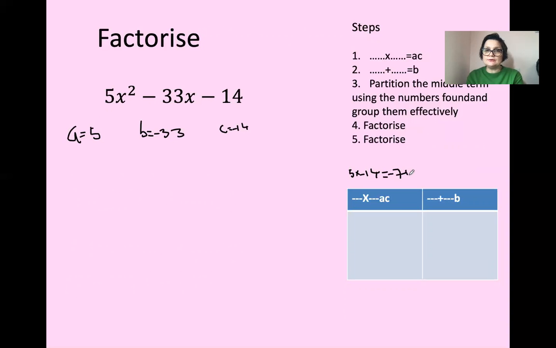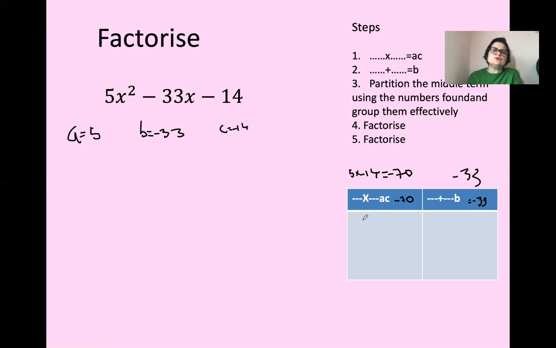So we need to look at two numbers that multiply to give minus 70. And the same two numbers must add up to give b, so minus 33. So something plus something equals minus 33. Now we need to think of factors of minus 70. Now obviously 1 and 70, or minus 1 and 70, or 1 and minus 70, they give minus 70 if you multiply them, but not minus 33.